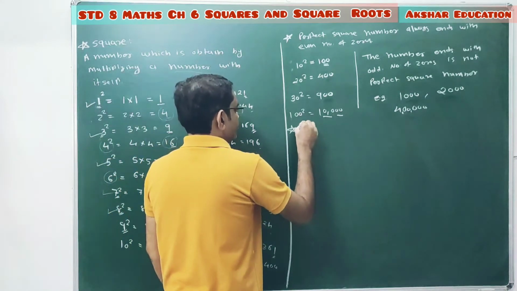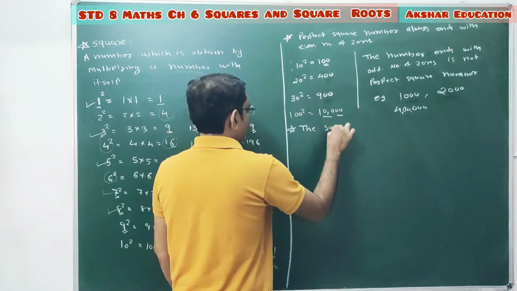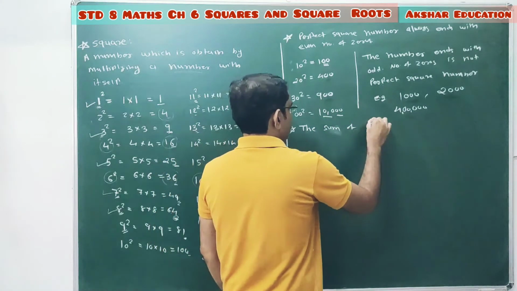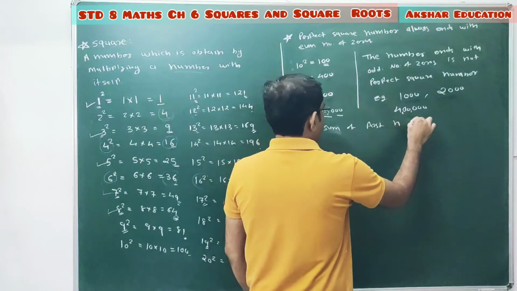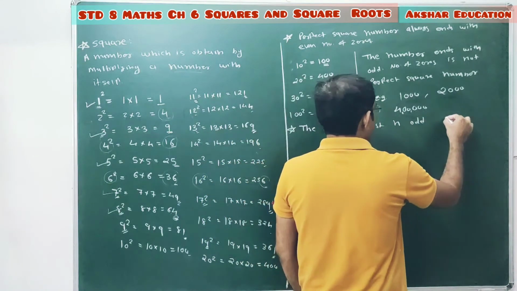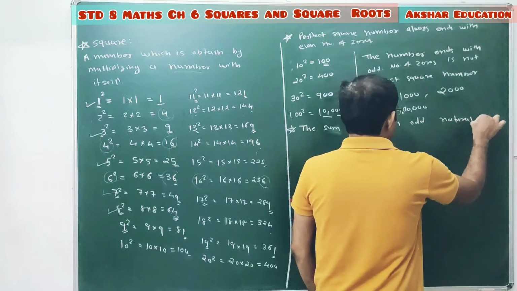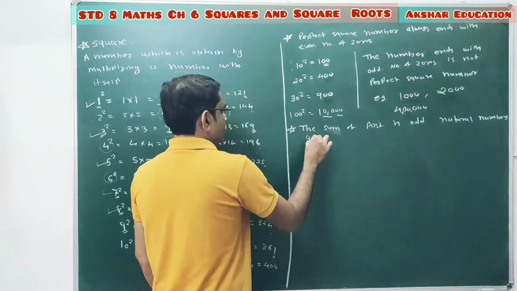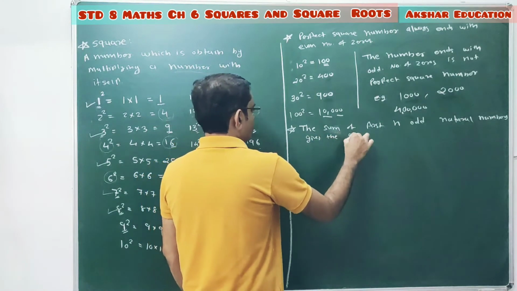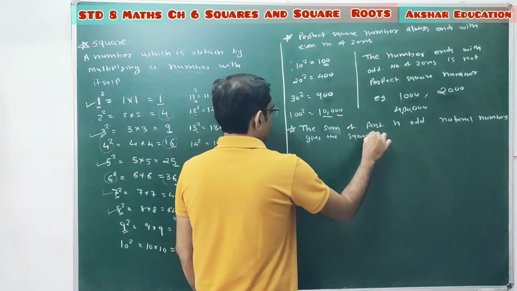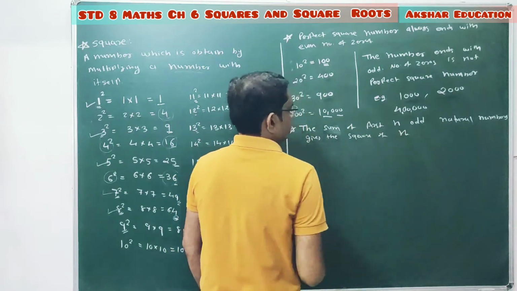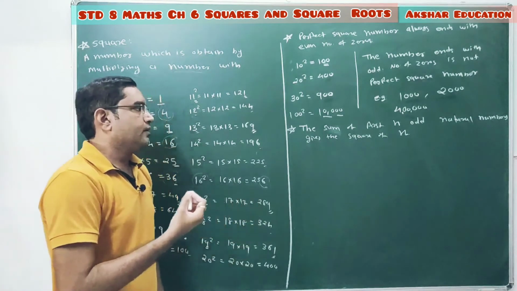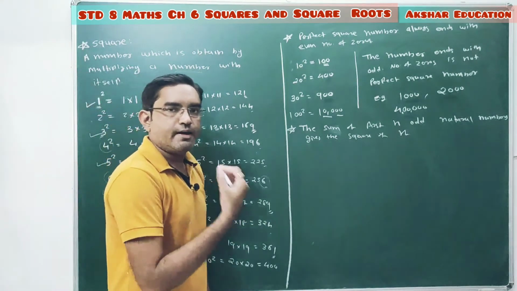The property says that the sum of first n odd natural numbers gives the square of natural number n. The sum of first n odd natural numbers gives the square of number n.